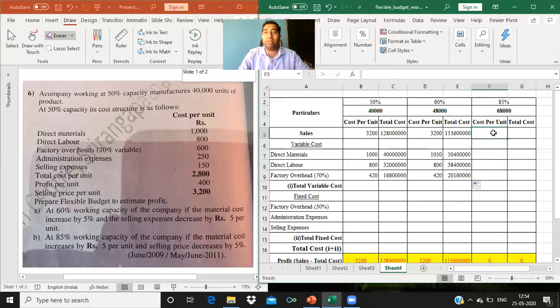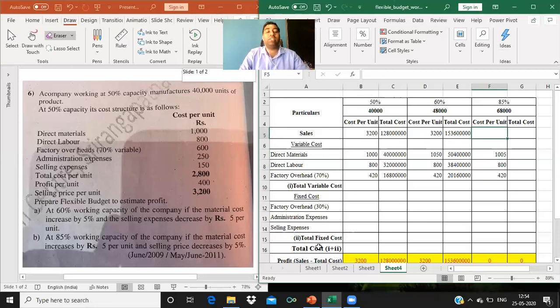Next one, coming to 68,000 units, that is at the 85% level of activity, the adjustment is given as the material cost increases by rupees 5 per unit. So here it was 1000 rupees and it is going to increase by 5 rupees. So it is 1005. Next, there is no change given in the direct labor. So it is going to remain same, as well as the factory overheads.